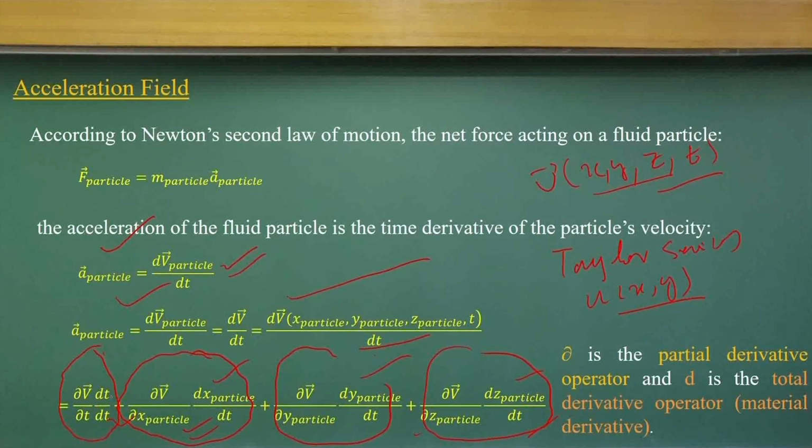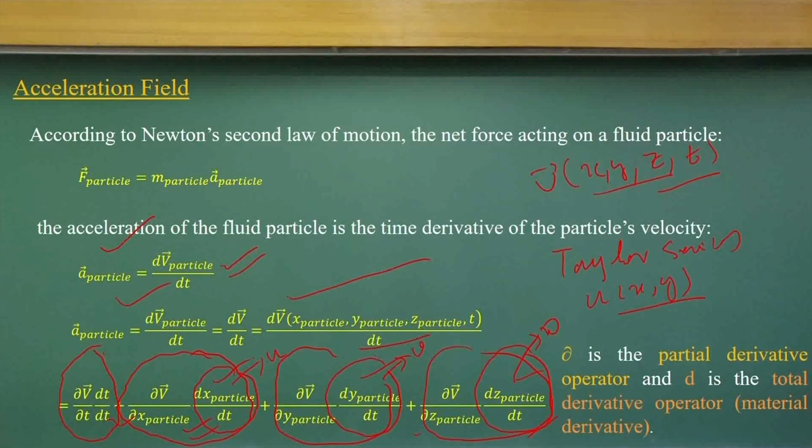So, if you look at it this way, dx of the particle by dt, what is that? The velocity in the u direction. dy of the particle by dt, what is that? The velocity in the v direction. dz of the particle by dt, the change in the z direction with time, will be the w velocity, which is the definition of the velocities.